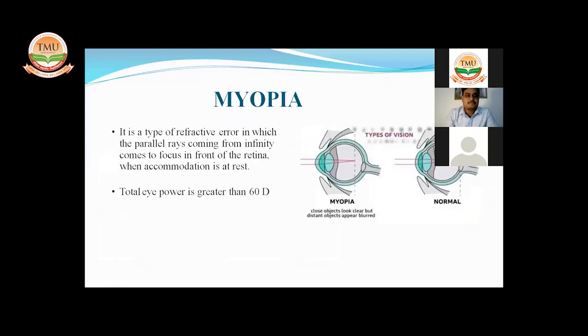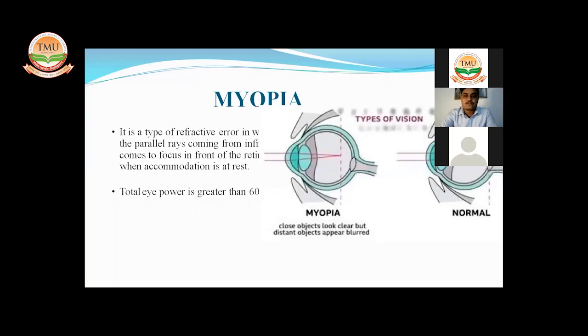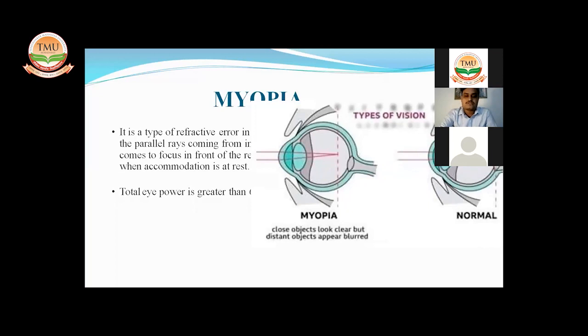So what is myopia? Myopia is a type of refractive error in which the parallel rays of light coming from infinity come to focus in front of the retina when accommodation is at rest. This is the definition we know from the past, and the total eye power is greater than 60 diopters. When myopia comes into action, close objects look clear, but distant objects appear blurred. This is the normal pathophysiology of myopia. The image falls in front of the retina, whereas in a normal eye it falls on the retinal plane.